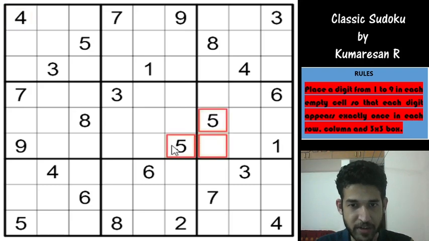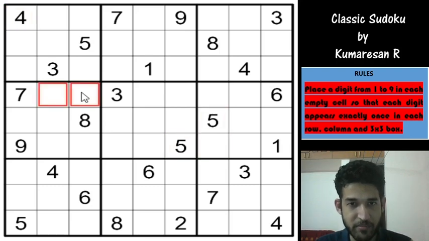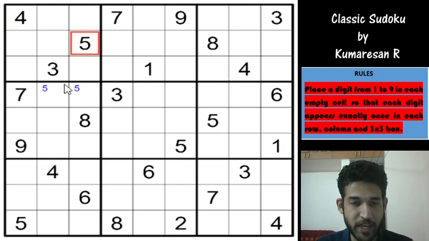There is a 5 in row 4 and 5, which means 5 must be in one of these cells, but the 5 in column 3 gives the 5 here. Okay, so we have a 5 here, 5 here, 5 here.